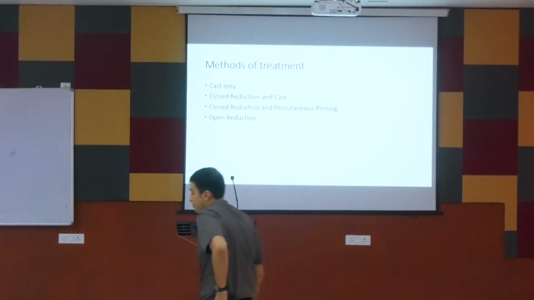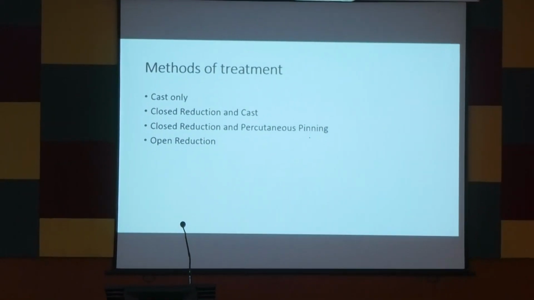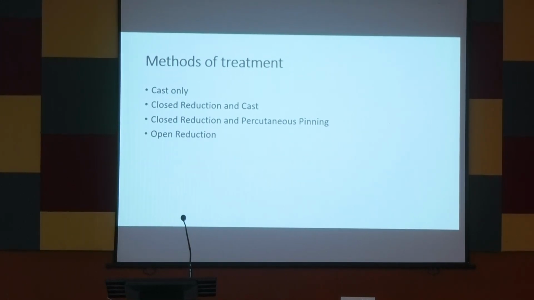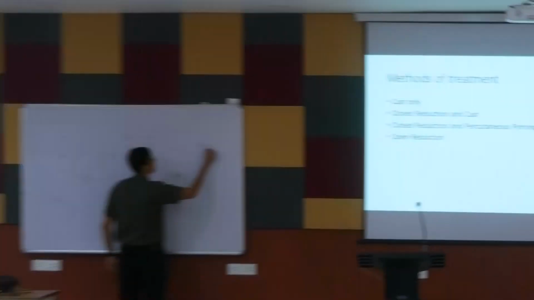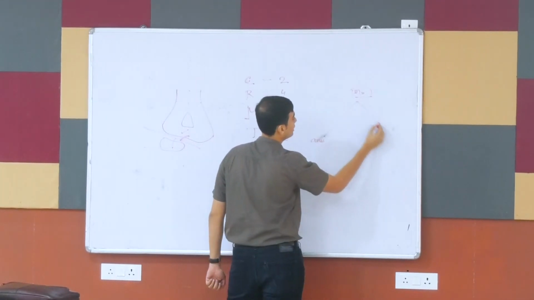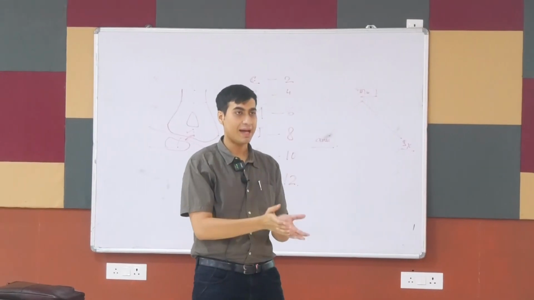So yeah, methods of treatment. How you want to treat, that is important. So there are two schools of management. One is conservative, another is operative. So you are going to manage it by two ways: conservative management and surgical management. Okay. Plaster of Paris, slab or a cast.